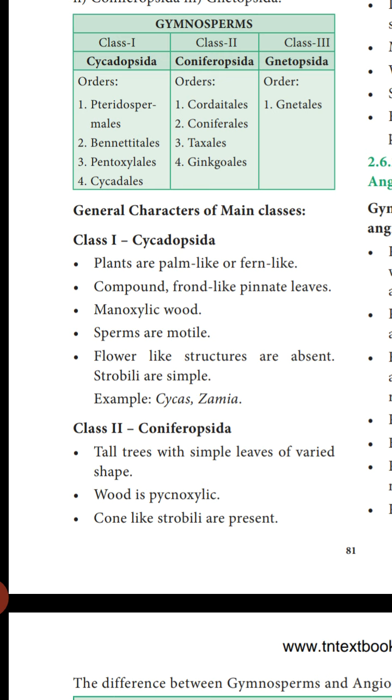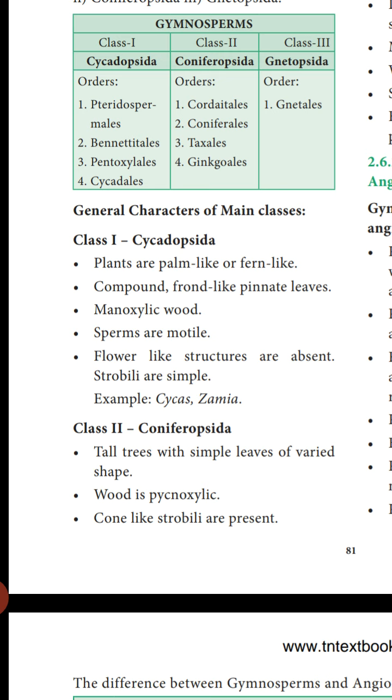Then it is the manoxylic wood. Already we studied the general characteristics of the gymnosperms, in which we studied what manoxylic and pycnoxylic woods are. Manoxylic wood has large medullary rays and dense parenchyma cells, so the wood is soft and porous. Next, sperms are motile, that is, the male gametes are motile, they have flagella.